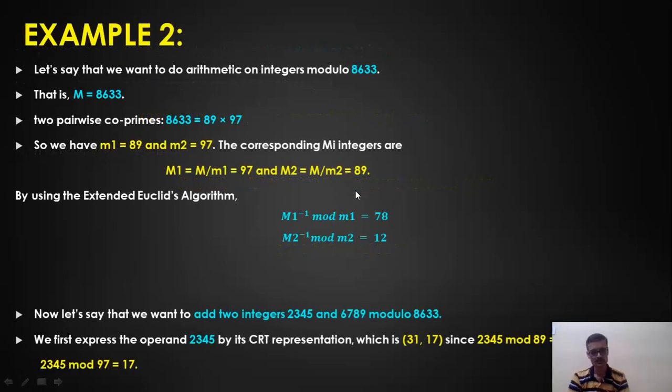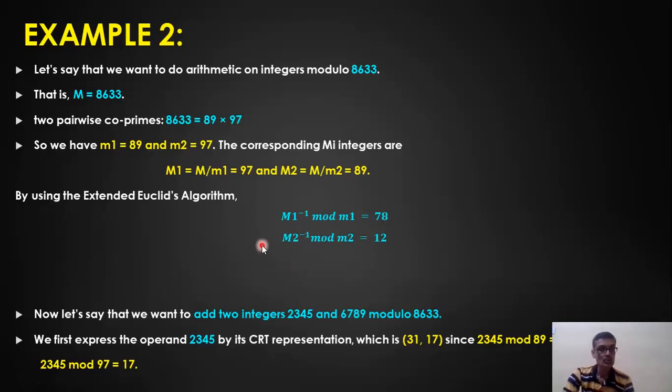Now this is my second example. Similar to the first one, my number is even bigger, M is 8633. This can be represented as 89 multiplied by 97. That is small M1 and M2, which I have given here. Now the first step is to find capital M1 and M2. How to do that? Divide M by M1, that is 8633 divided by 89, and 8633 divided by 97. I'll get the answers 97 and 89. Then using the extended Euclid algorithm, find the inverse of those M1 and M2 using the formula here. I'll get the answer as 78 and 12.